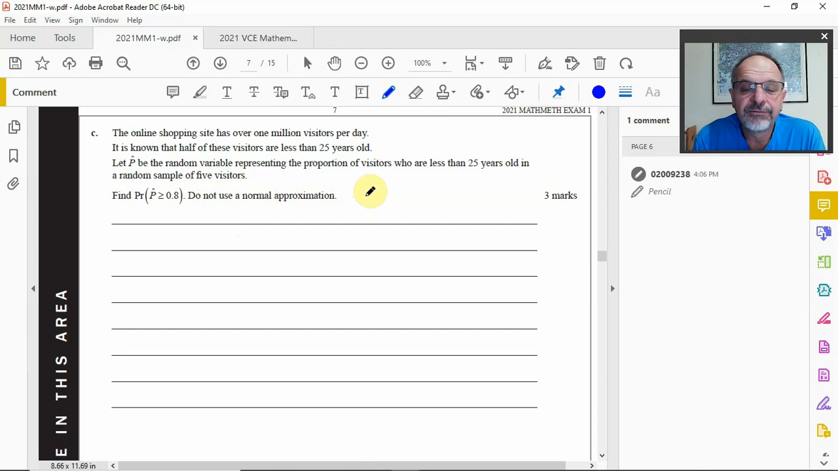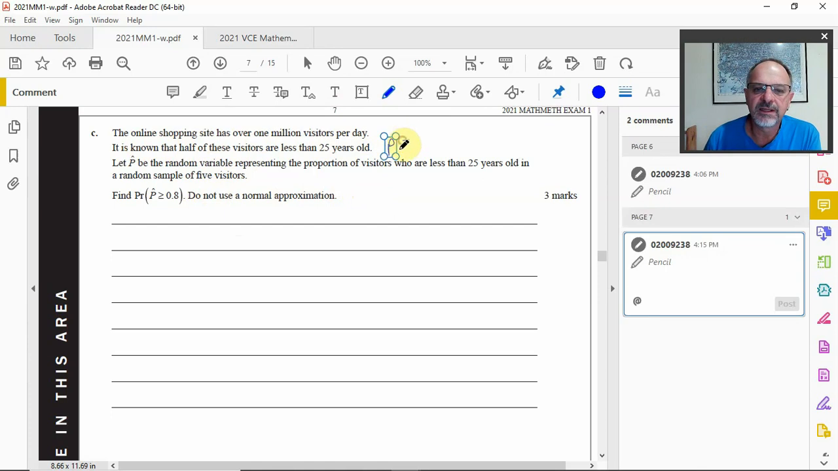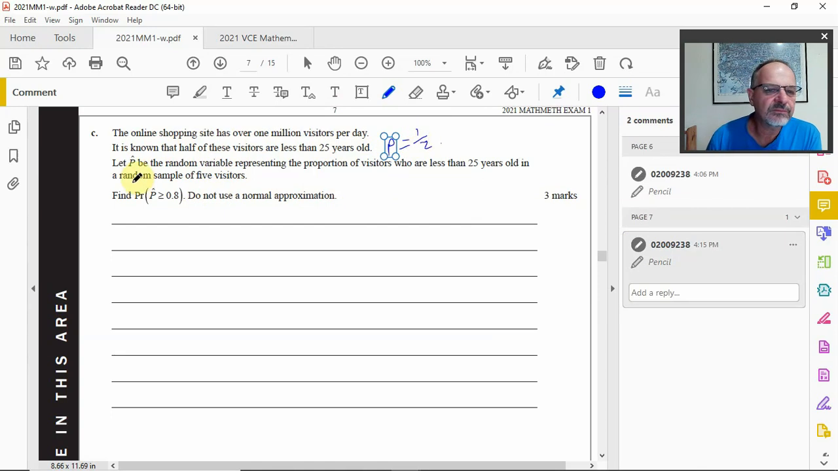So what we're going to have to do is have a look and think. First of all, the probability of success in the whole population, all the visitors, not the sample but all of them, is a half. So that's probability of success is a half. Here we've got a random sample of 5, so n equals 5. And we're talking about less than 25, so they're either less than 25 or they're not. So we're going to be using binomial.